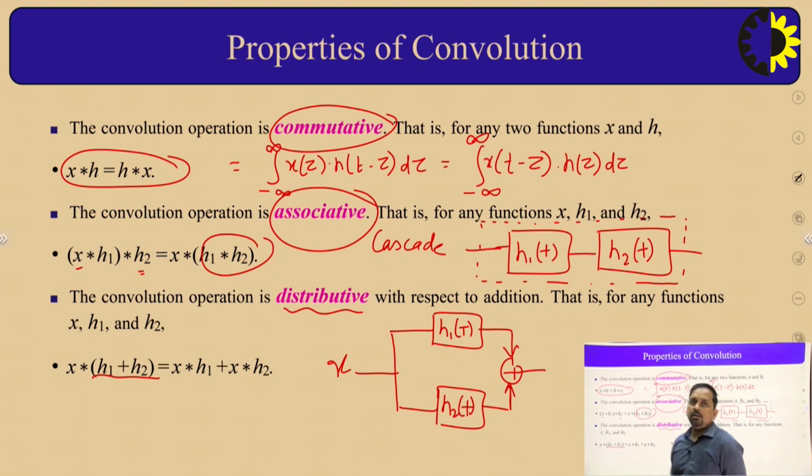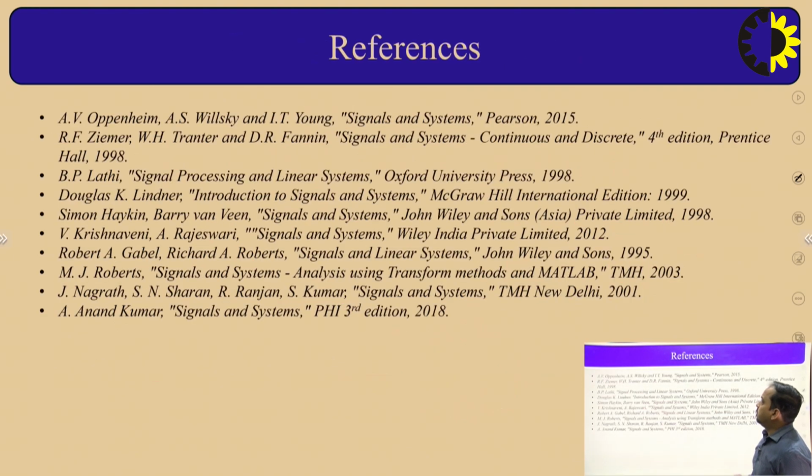Later on we'll see the convolution summation. Convolution summation is performed when we have a discrete time system, when x[n] and h[n] are both discrete. The convolution performed then is known as convolution summation. These are the references, and in the next lecture we'll see the discrete convolution, and later on we will see some examples based on both continuous time convolution and discrete time convolution.